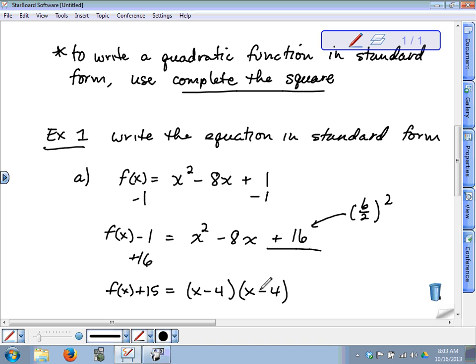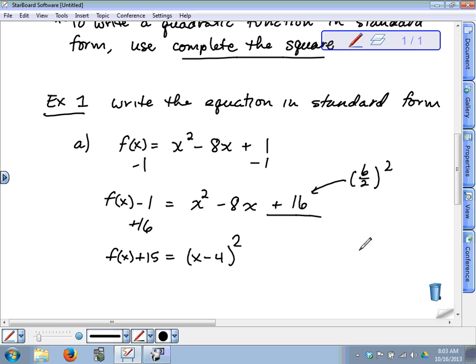And that's important that it factors into two identical factors, because something multiplied by itself, is there another way of writing this? Squared. Yeah, that's why it's important to have two identical factors. You can have x minus 4 squared rather than x minus 4 times x minus 4. And we started with f of x isolated, so we need to end with f of x isolated. So I'm going to subtract the 15 back over to the other side. And now we have f of x is equal to x minus 4 squared minus 15.